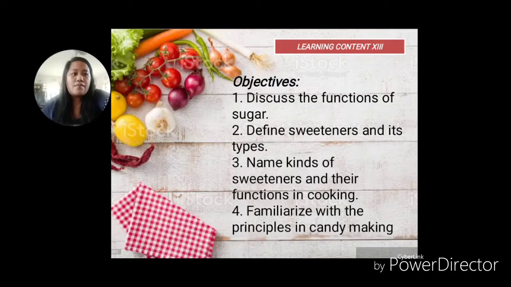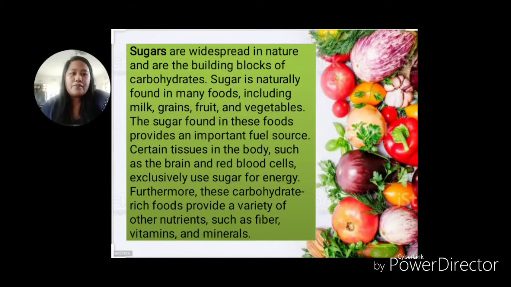The next topic that we will discuss is all about the functions of sugar. Here are the learning contents of functions of sugar. One, discuss the functions of sugar. Second, define sweeteners and its types. Third, name kinds of sweeteners and their functions in cooking. And the last, familiarize with the principles in candy making.